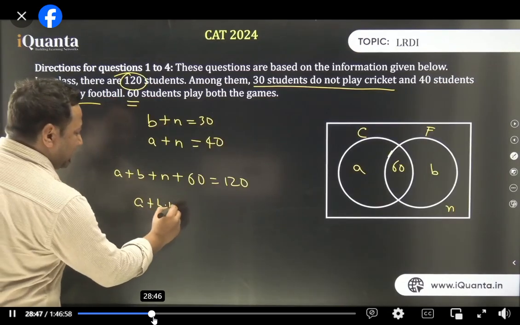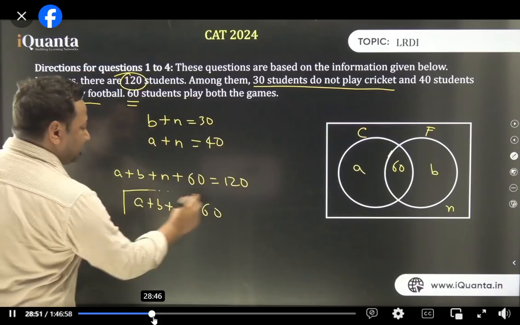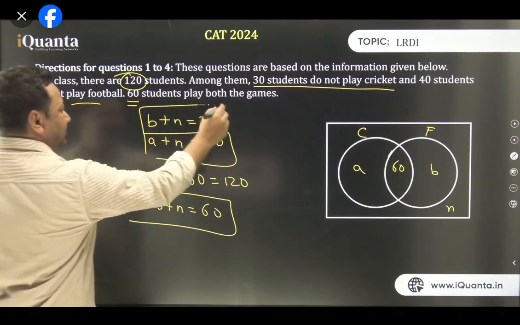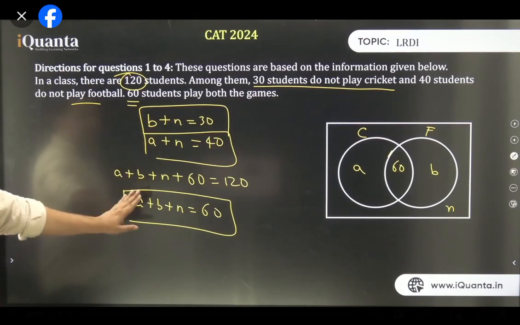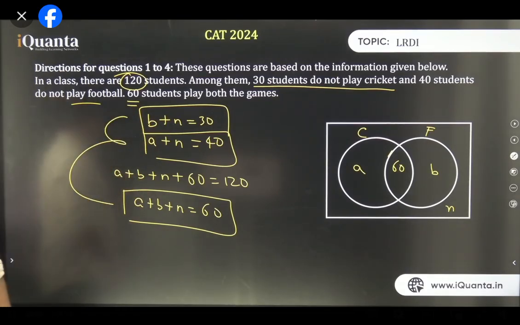A plus B plus N is equal to 60. Now we have this equation, we have this equation, and we have this equation. So tell me, those who could not solve it, what all things can we obtain by using these 3 equations?